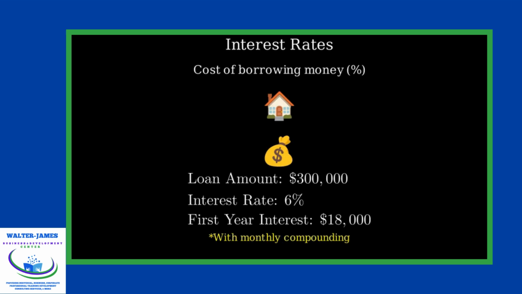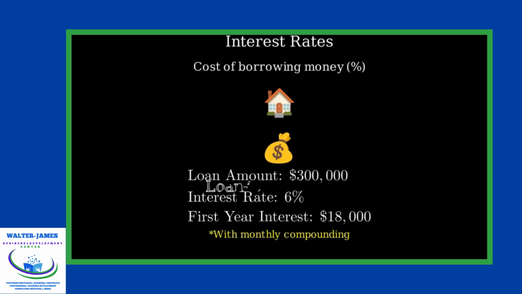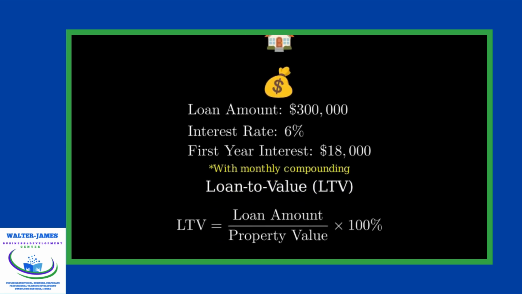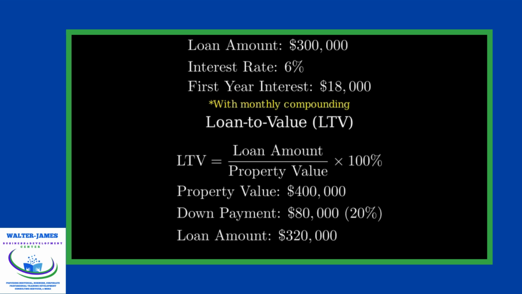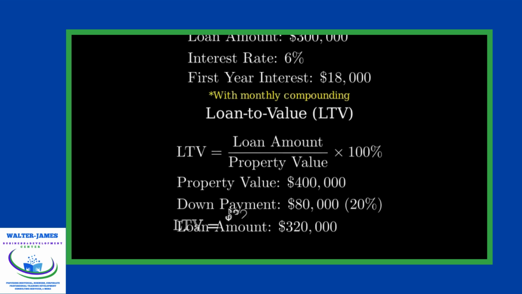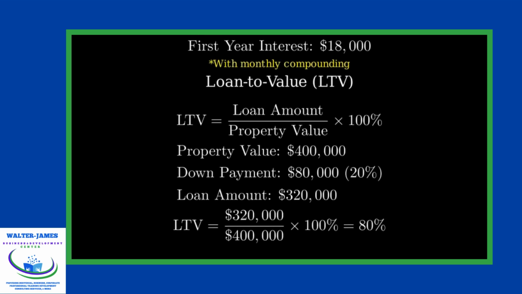Next, let's discuss loan-to-value ratio, or LTV. LTV is the ratio of the loan amount to the appraised value of the property, expressed as a percentage. For instance, if you're buying a $400,000 home and making a 20% down payment of $80,000, your loan amount would be $320,000. This gives you an LTV of 80%. Most conventional loans require an LTV of 80% or less to avoid private mortgage insurance.